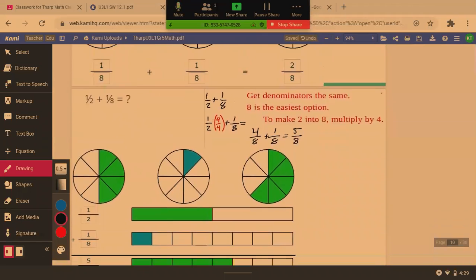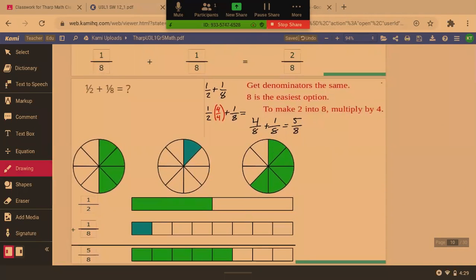Here we go. So to get the denominators the same, we multiplied 1 over 2 by 4 over 4. That way we could get 2 on the 8 denominator, which gave us 4 over 8. So look, we have 8 pieces and we have 4 out of 8. Now that is clearly half. So we know that 4 over 8 can be reduced to 1/2, and this is how we see it.